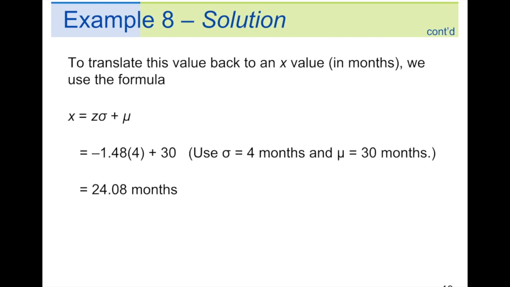To translate this value back to an x value in months, we use the formula that we learned last time, x equals z times sigma plus mu, which is negative 1.48 times 4 plus 30, using the standard deviation of 4 months and the mean of 30 months that we were given previously. That gives us 24.08 months. So from that, we can decide that the guarantee should be no more than 24 months.